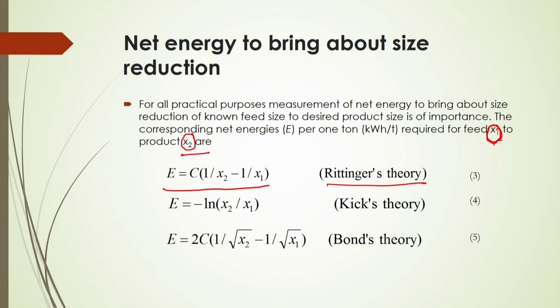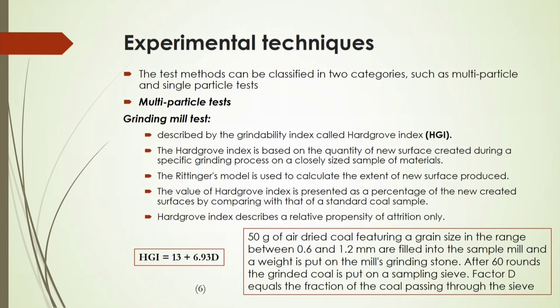As per Kick's theory, you can express this energy consumption as E equal to minus ln, that is logarithm of the ratio of final product size to the initial size. Now, as per Bond's theory, this energy consumption will be equal to 2 times C into 1 by root over x 2 minus 1 by root over x 1. So, these three equations you can use to find how much energy will be consumed if you know the initial and final size of the particles.